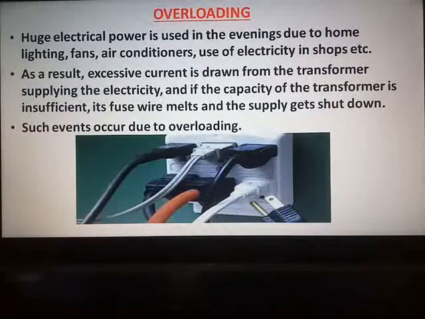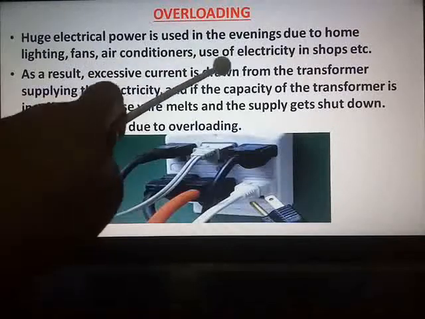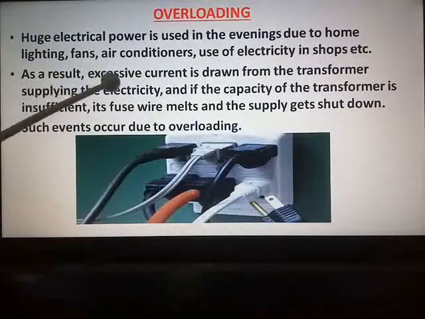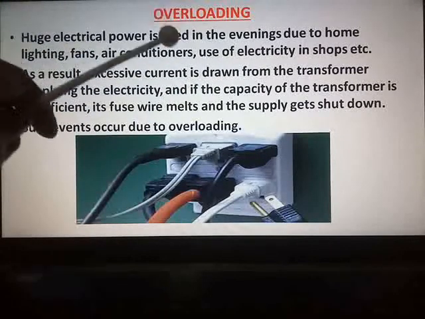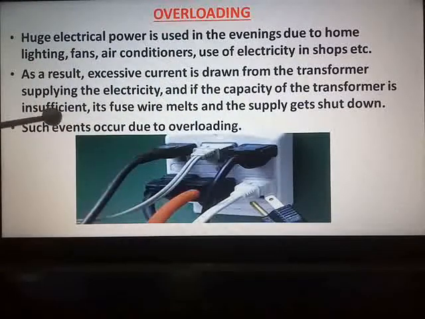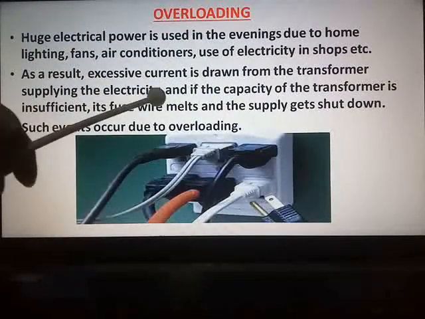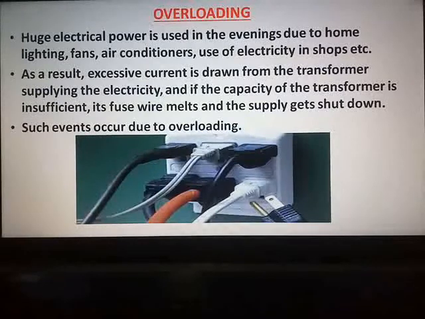As a result, excessive current is drawn from the transformer which supplies the electricity, and if the capacity of the transformer is insufficient, its fuse wire melts and the supply gets shut down, which is known as overloading. Now, this overloading can even cause fire. So, how can you avoid this overloading?